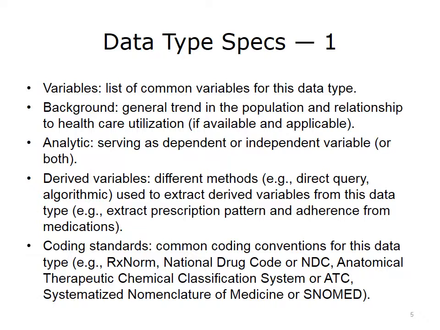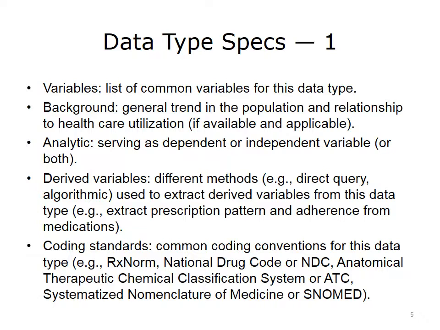Analytic will identify if the data type should be treated as a dependent variable, independent variable, or both in population health analytics. Derived variables will list the different methods that can be used to extract additional variables, or so-called derived variables, from the data type. For example, medication adherence rates can be derived from medication data in insurance claims. These derived variables are often important in population health analytics.